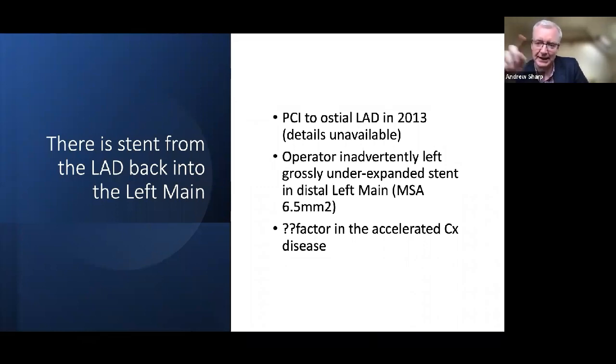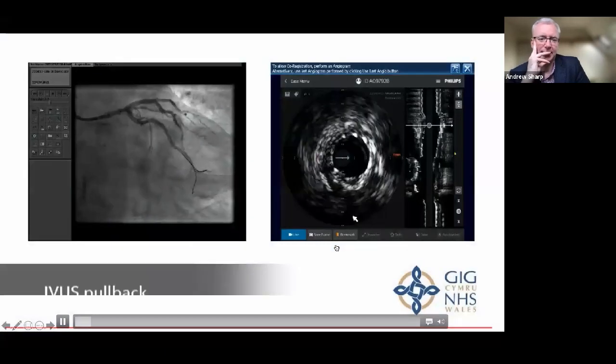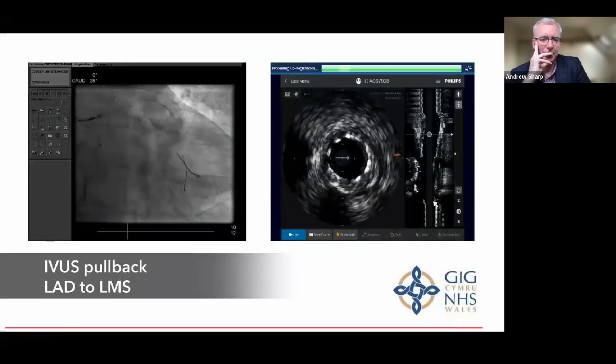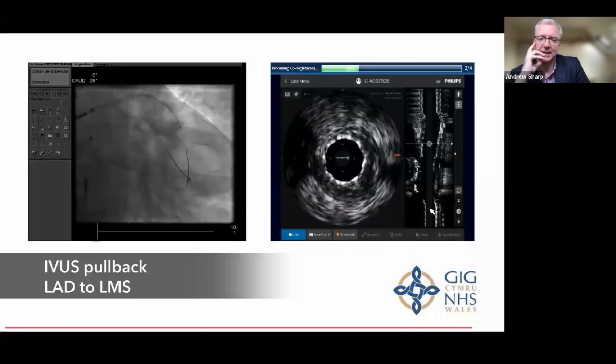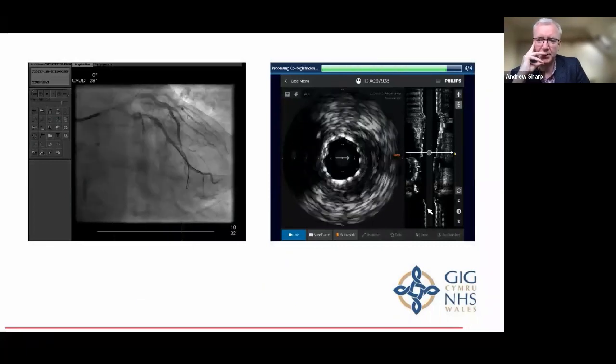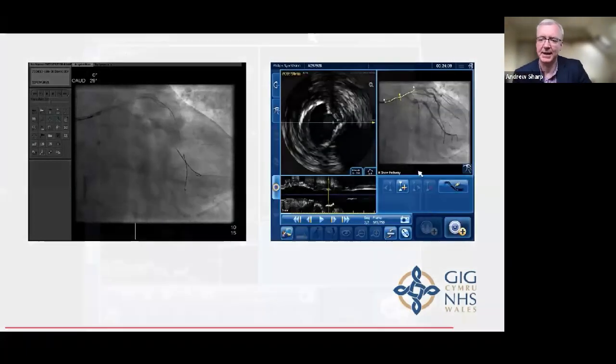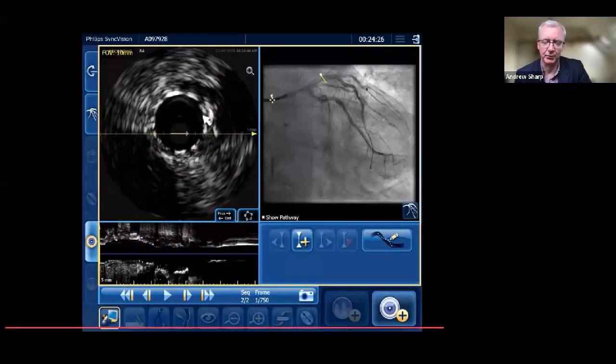And the fact that you couldn't get the wire across, we should have guessed there was something funny going on. And what had happened is with the help of the microcatheter, he had wired through the side of that stent, which turned out to be very helpful. So I think we've got a little bit more video here. So we've now got another wire down the LAD, and we're doing a co-registration of IVUS from LAD back to left main, and we're trying to work out a bit more of what's going on here.